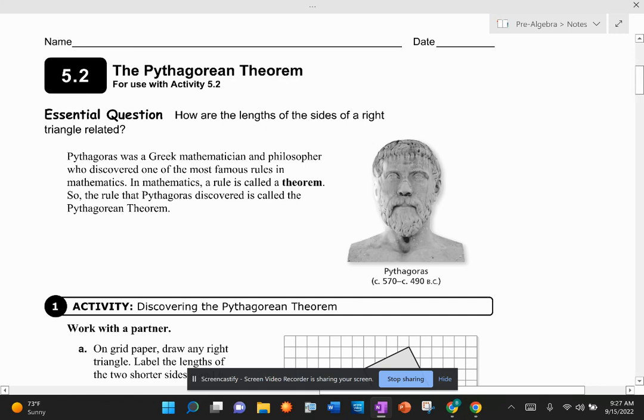So, how are the lengths of the sides of a right triangle related? This is the question you will need to be able to answer in your note summary when we get done today.